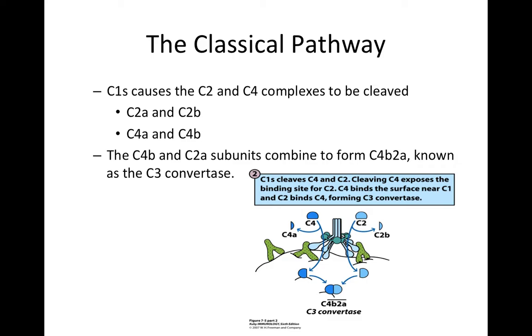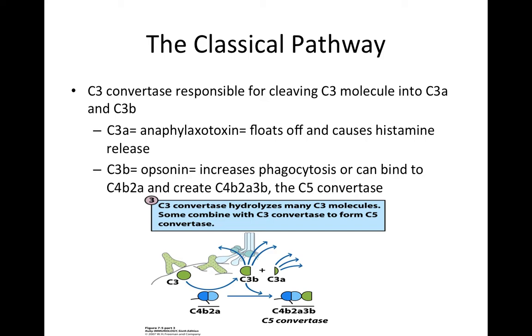C1s will activate C2 and C4 and cause them to be cleaved into C2a and C2b, and C4a and C4b. The C4b and C2a subunits combine to form C4b2a, which has catalytic activity and is known as the C3 convertase. What it does is cleave C3 molecules into C3a and C3b.